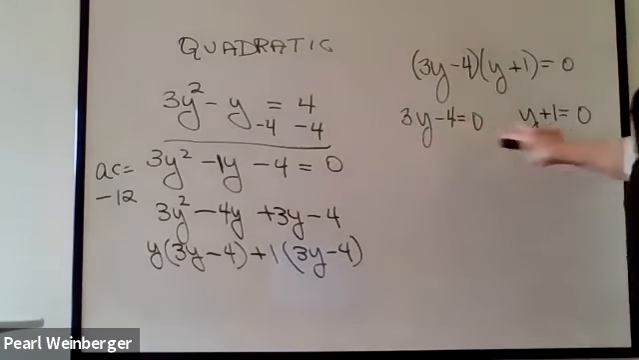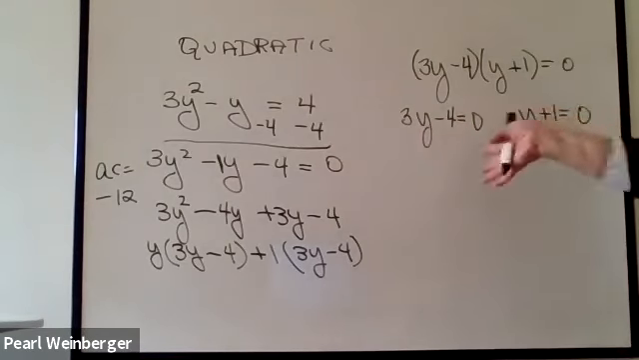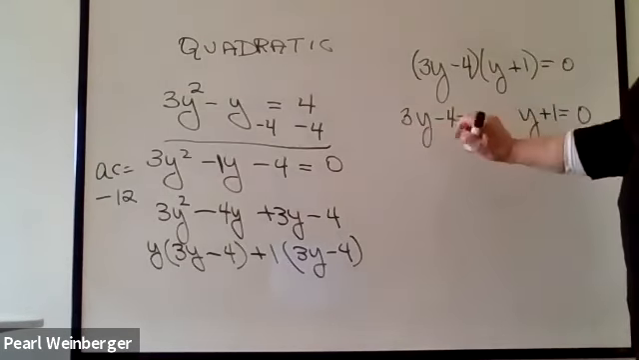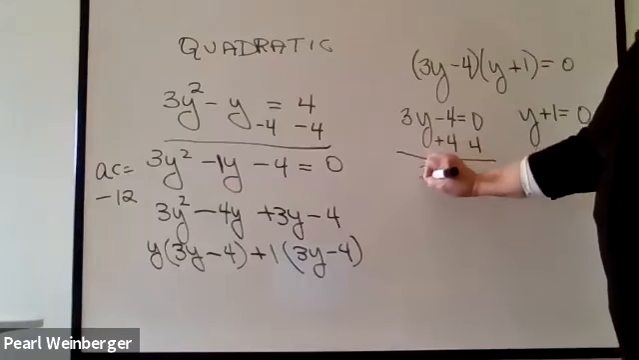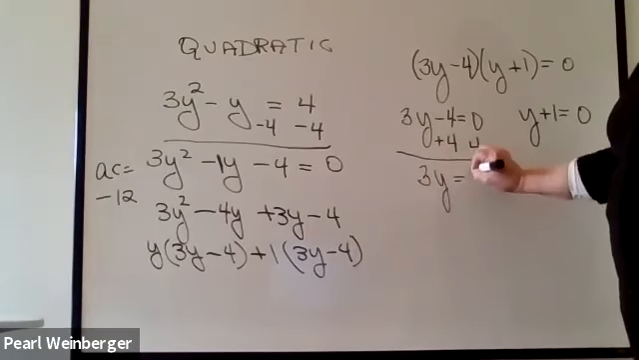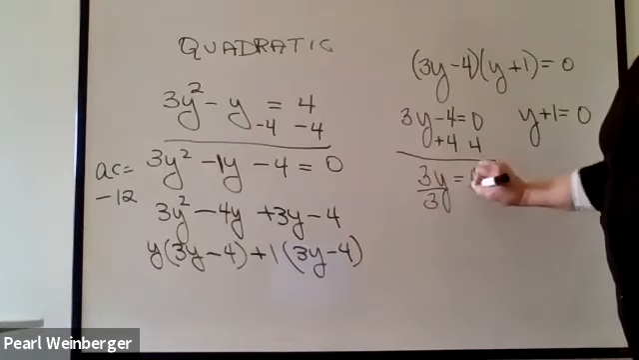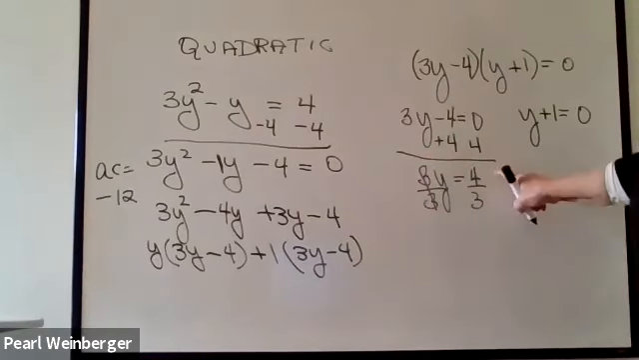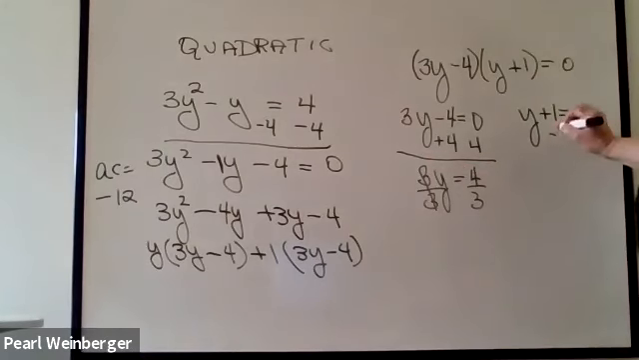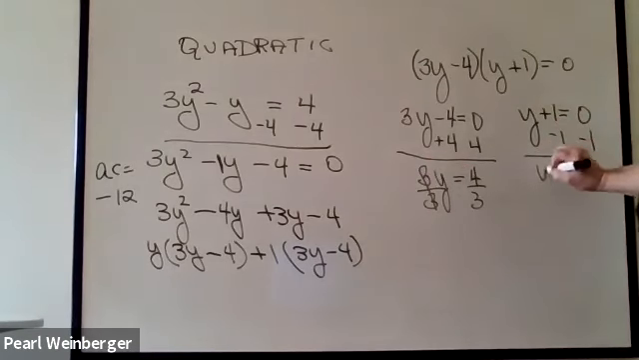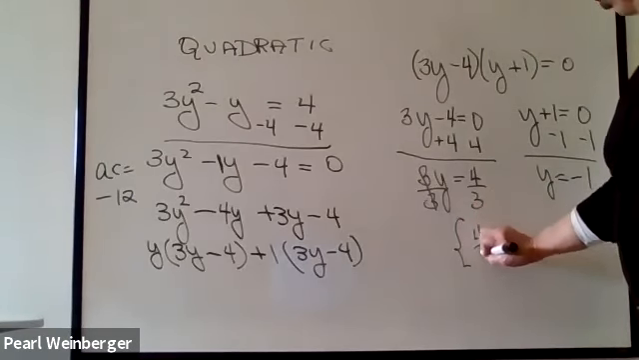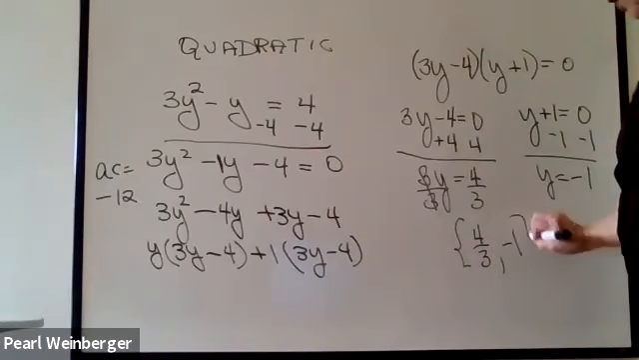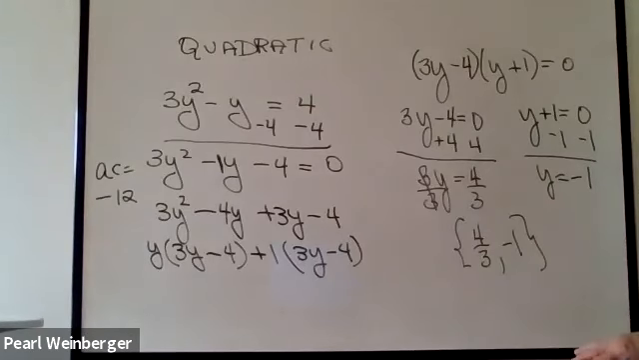And I solve each of these, what I call secondary equations. 3y minus 4, the first thing I have to do is add 4 to both sides. So I get 3y equals 4, and I divide by 3. So I get 4 over 3 as one answer. And here I subtract 1 from both sides, and I get y equals negative 1. In other words, my answers are 4/3 and negative 1. I get 2 separate answers.